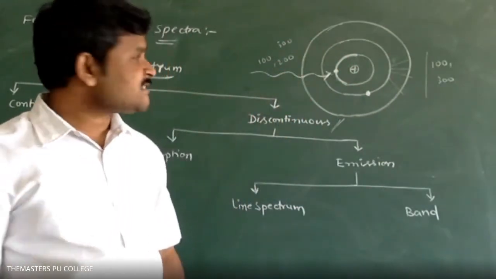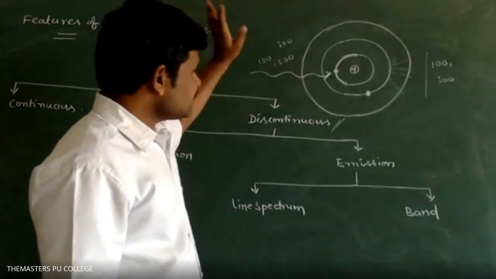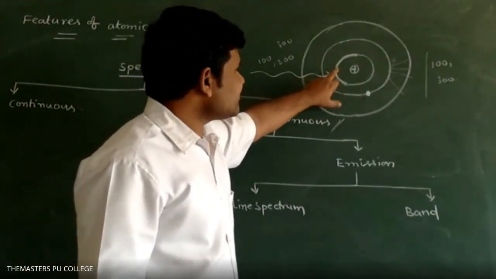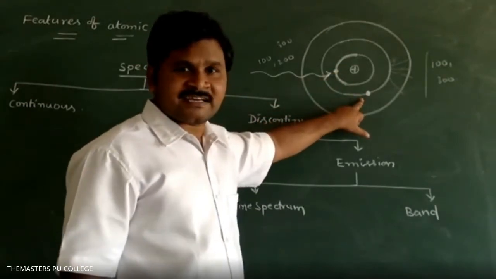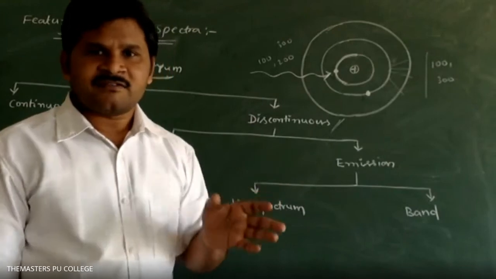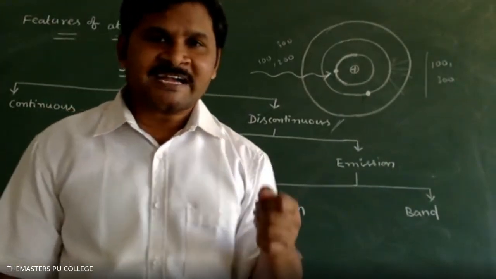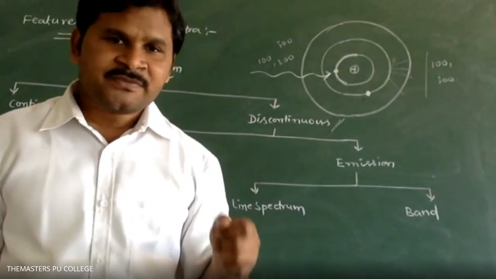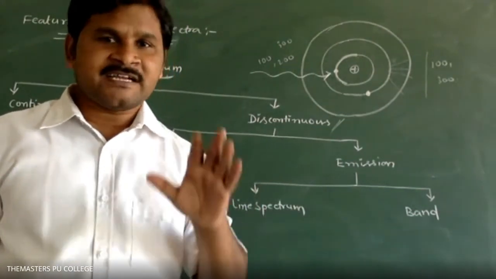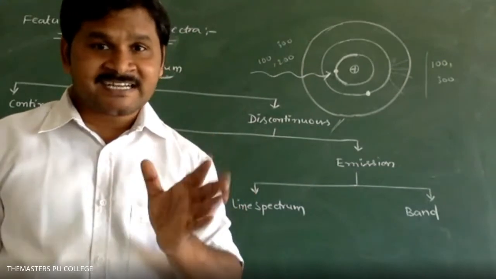Emission spectrum is the opposite, where you remove energy. If you supply a certain amount of energy, the electron is excited from a lower level to a higher level. If you remove energy, what happens? You heat an iron rod to a high temperature, and after some time you remove it from that temperature. Its heat gradually decreases.